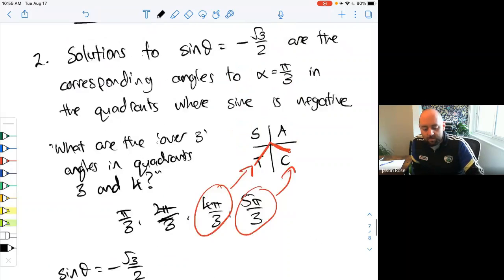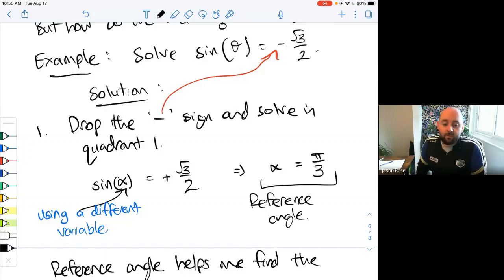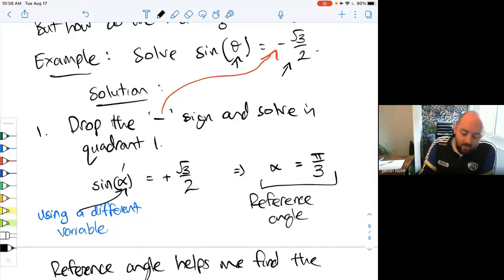So running back over this one time, we've made this quite long now, and I've almost forgotten what the question was. So sine theta equals negative root 3 over 2. Your first step is to find the reference angle. If there is a minus sign, drop it and see what the answer would be in the first quadrant. I like to make a new variable because I'm making a new question here. Theta is the angle associated with this number here. I'm going to make a new variable to find this reference angle. I'm going to call it alpha, and I'm going to use plus root 3 over 2. From my memory, I know that sine of pi over 3 is root 3 over 2. So my reference angle is pi over 3.